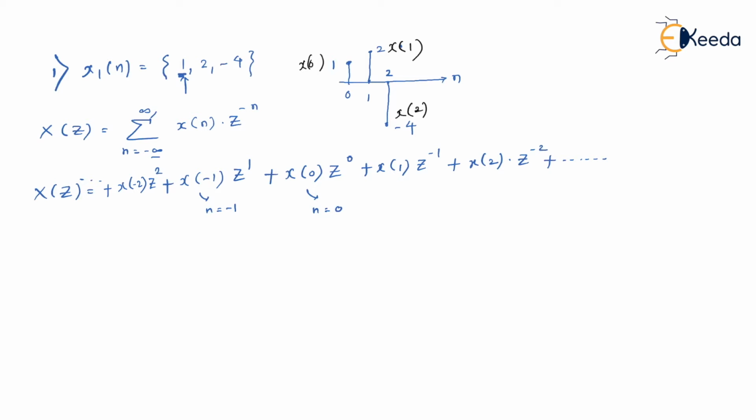What is meant by x of 0? X of 0 means x of n at n equal to 0. What is meant by x of 1? X of 1 means x of n at n equal to 1. And finally, x of 2 is nothing but x of n at n equal to 2. Since our signal starts only at 0, x of minus 1, I'll take as 0. So this term has gone. What is the value of x of 0? It is 1. So I'll substitute 1 here. What is x of 1? X of 1 value is 2. What is x of 2? X of 2 value is what?